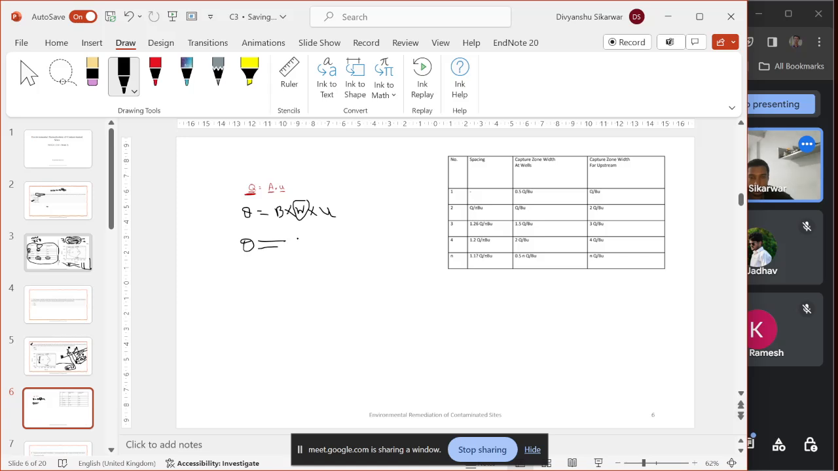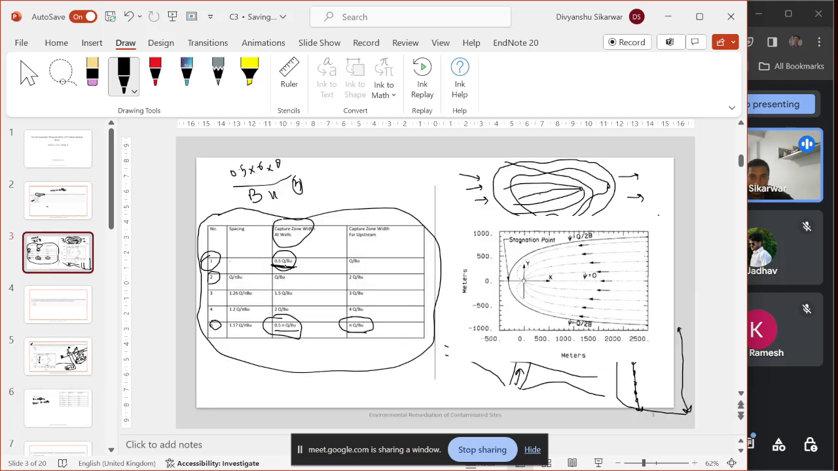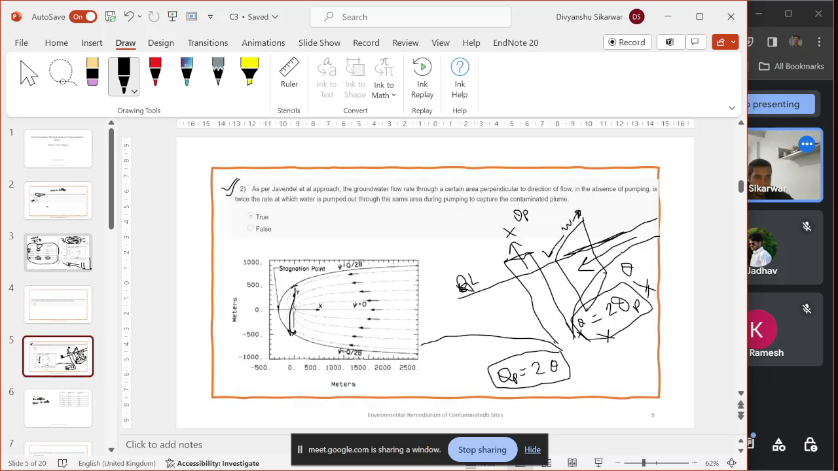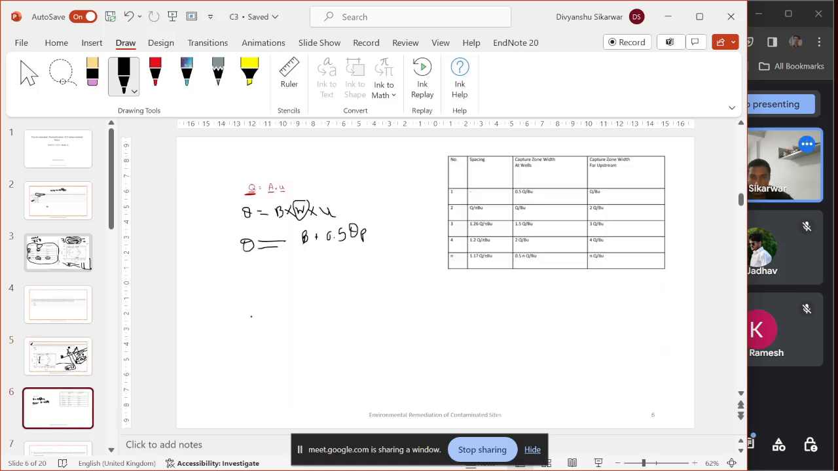Q is equal to B into 0.5 Q. Now this Q is QP. Here in this formula, Q is the discharge at which we are taking out water from the well. So in this problem we will replace it as QP, because this Q is different. This Q is basically the flow rate, the flow of groundwater.